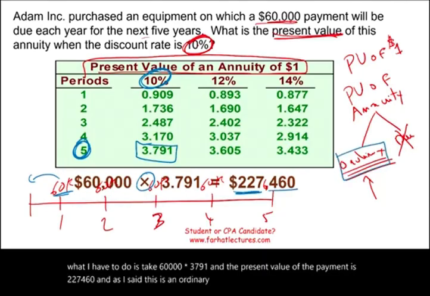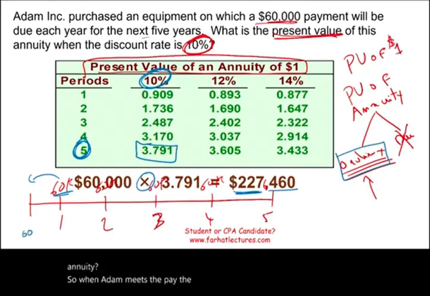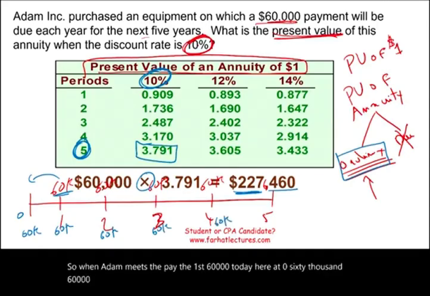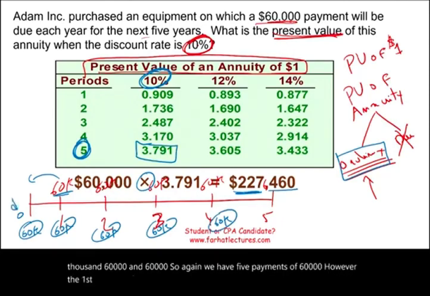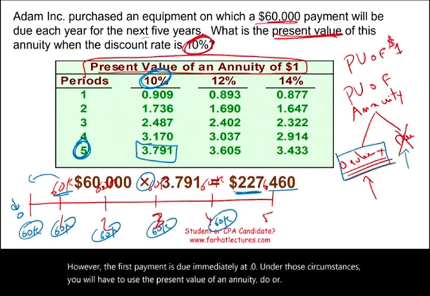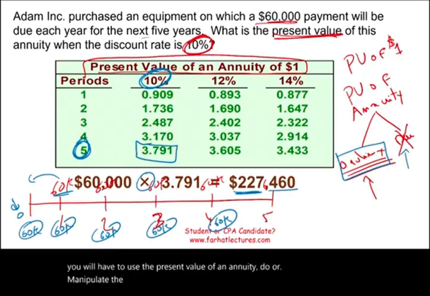What is an annuity due? An annuity due is when Adam needs to pay the first 60,000 today, at point zero, then 60,000, 60,000, 60,000, and 60,000. So again, we have 5 payments of 60,000. However, the first payment is due immediately at point zero. Under those circumstances, you will have to use the present value of an annuity due or manipulate the formula. I'm not going to go into the manipulation here.